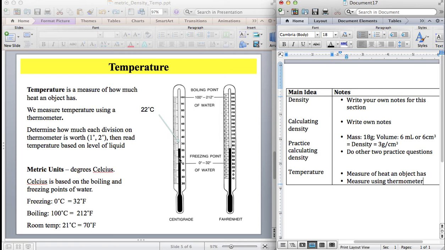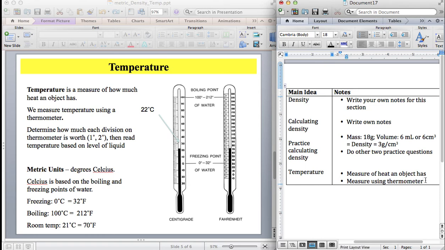So for example, on this thermometer, we're at 20, and there are 1, 2, 3, 4, 5 steps to reach 30, which is a 10-degree difference. That means each step is worth 2 degrees, which means this thermometer is showing a temperature of 22 degrees Celsius.